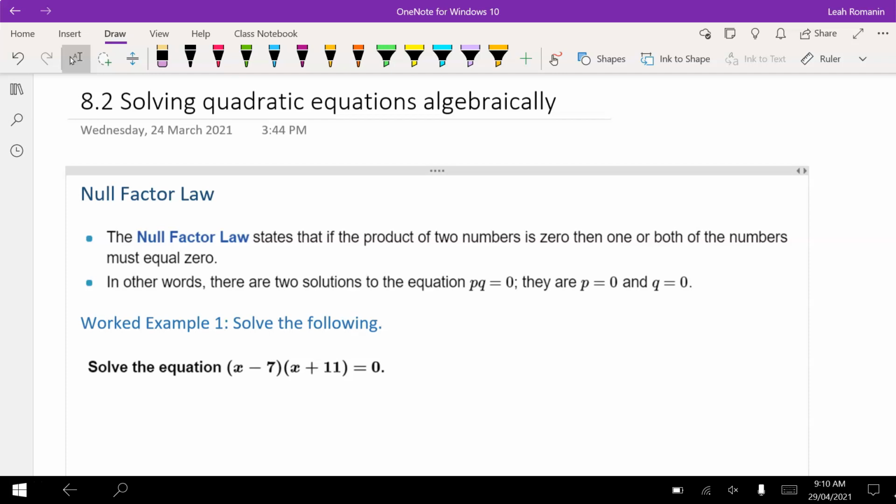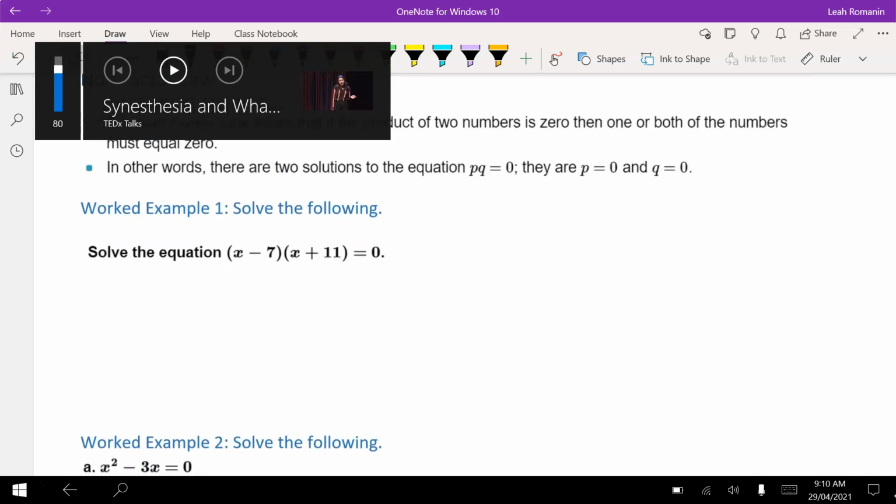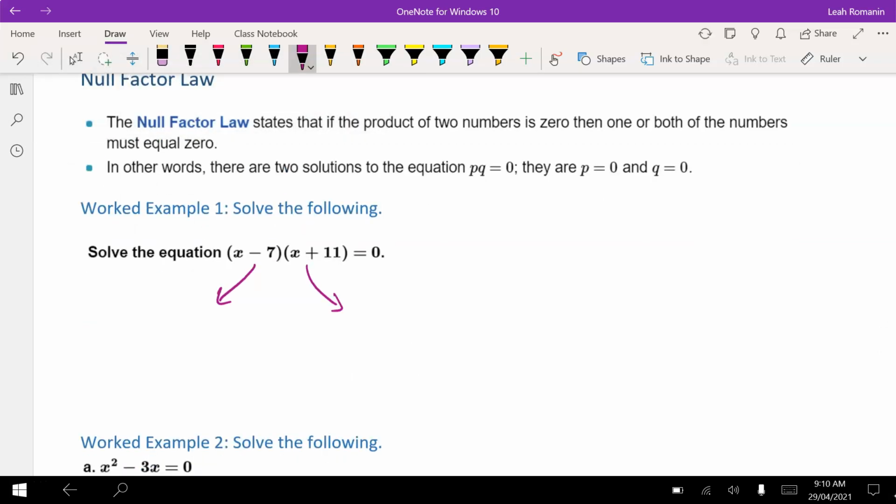So given that theory, what we actually do is we break these two apart into two separate equations, and we make each bracket equal 0. So I'm going to have x minus 7 is equal to 0, and x plus 11 is equal to 0, following the theory that one of them must equal 0. Then I solve for x using my inverse operations, which you should have done last year. Give me a nod if you remember solving for x last year. A few uncertain looks. Okay, so I'm going to go over it as if you've never done it before.